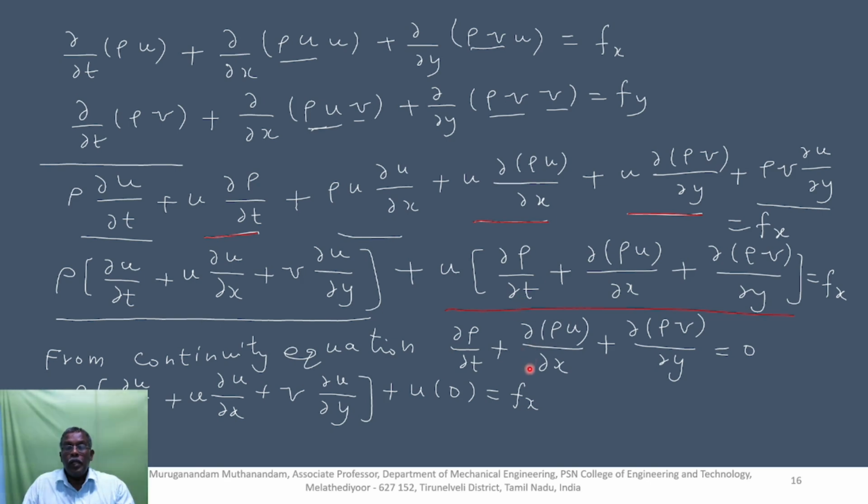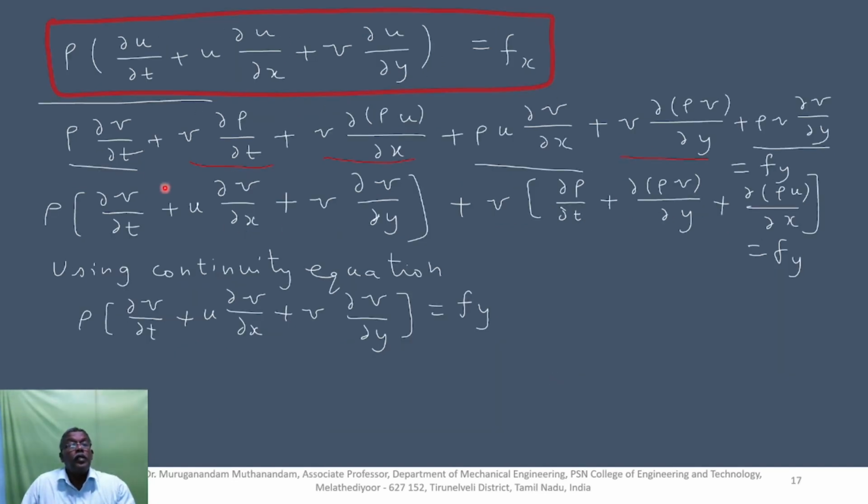So, by applying the continuity equation in this momentum equation, we obtain another simplified equation: rho times partial u upon partial t plus u partial u upon partial x plus v partial u upon partial y is equal to f of x. So, this equation satisfies both the momentum conservation law and the mass conservation law. Similarly, the y momentum equation is simplified using the continuity equation as shown here: rho times partial v upon partial t plus u partial v upon partial x plus v partial v upon partial y is equal to fy.